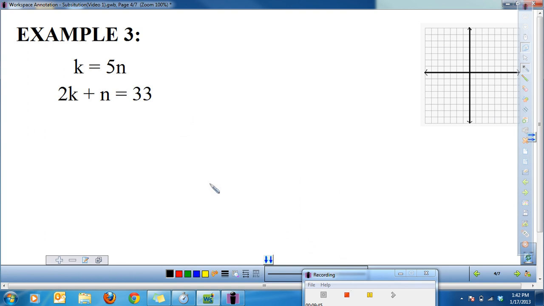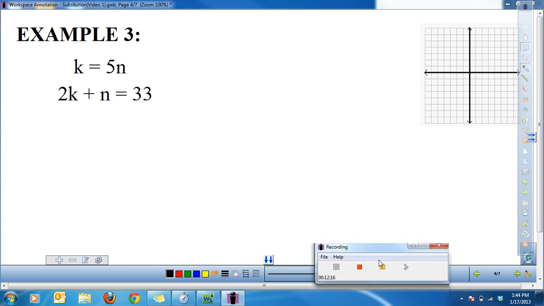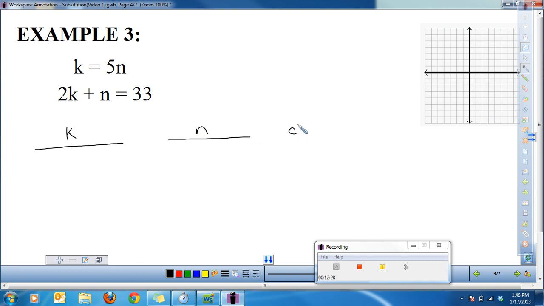Here's another example. In this example, we're not solving for x and y, we're solving for k and n. Now, k and n, what you were solving for, aren't x and y, but we can still solve for those two variables. So I'm going to set this up. I'm going to solve for k. I'm going to solve for n, and I'm still going to check my answer. Now, normally, we would write our answer as an ordered pair. When you're solving for variables that aren't x and y, you aren't going to write them as an ordered pair. You're just going to write k equals and n equals.